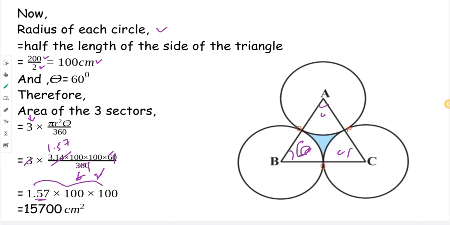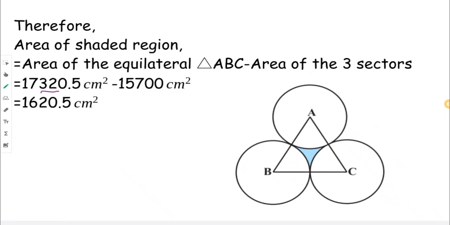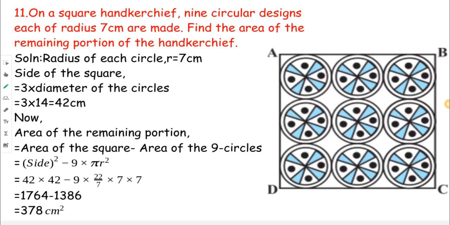Now let's try to remove this decimal point. When I multiply 1.57 into 100, I'll have 157. Again multiply by 100, I'll get this in total, 15700 centimeter square. So for the last part we just have to subtract. Like I told you, area of the shaded region is the area of this equilateral triangle minus the area of these three sectors, which we already got the value of. So I put in the values, you subtract, and we're going to get the shaded blue region to be equal to 1620.5 centimeter square. All right, next question.